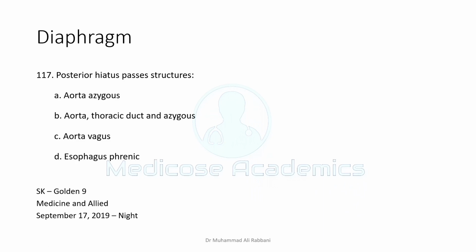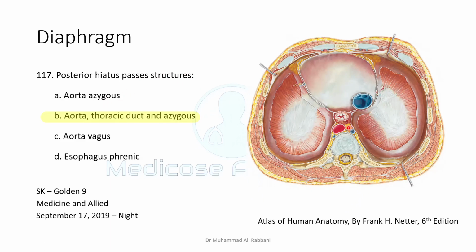Let's see. Posterior hiatus, which structure passes? The posterior hiatus is the aortic opening. Which structures pass through the aortic opening? That is the aorta, thoracic duct, and azygos vein. So this is the posterior hiatus. Then here is the aorta, here is the azygos vein, and in between them there is the thoracic duct.